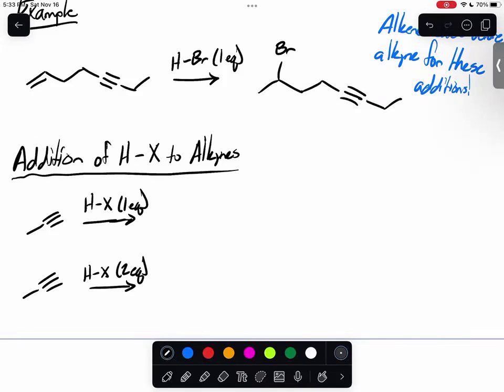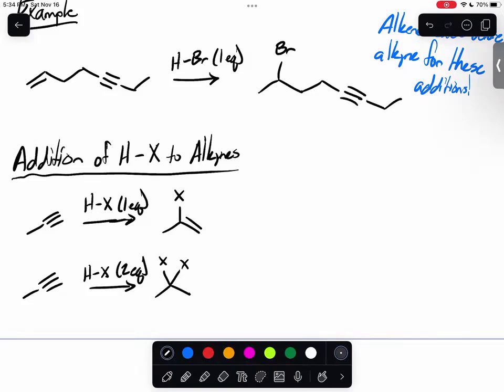So for this first one, if we add HX to an alkyne with one equivalent, what's it going to do? Well, it actually does end up adding the halogen on the more substituted position. So it's still a Markovnikov addition of HX. The same thing happens with two equivalents, but instead of having that alkene, we just add another equivalent of the HX, giving us a second halogen on the same carbon.